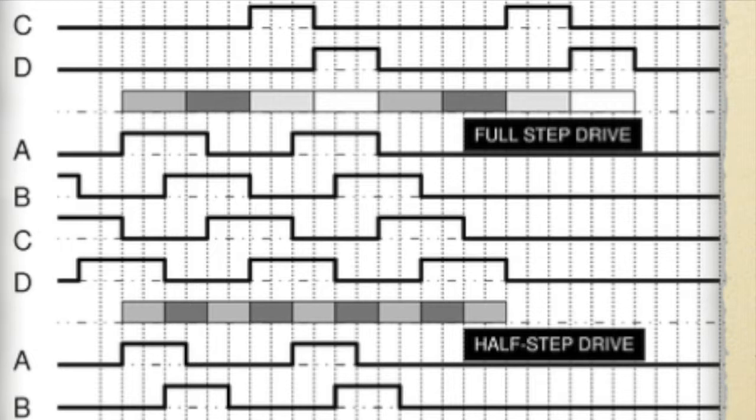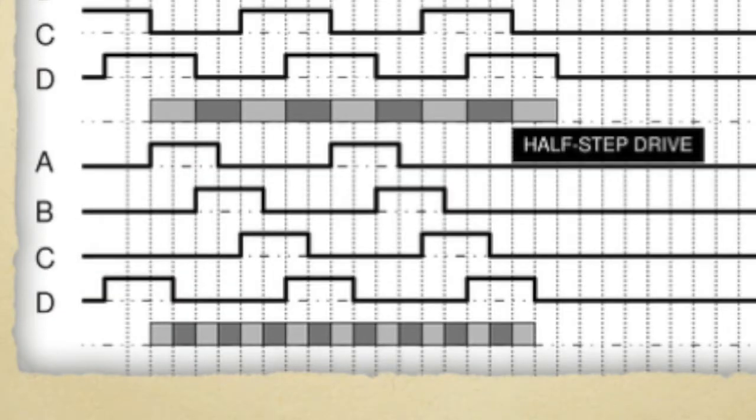Here's the full step drive. For the full step drive, at a particular time, you would drive two coils at a time. So this way we have more torque or more power. But again, it also means you use more power consumption, more electric current, because you have to drive two coils at a time. But if you're looking for a way to rotate heavy things, this is the way to go.